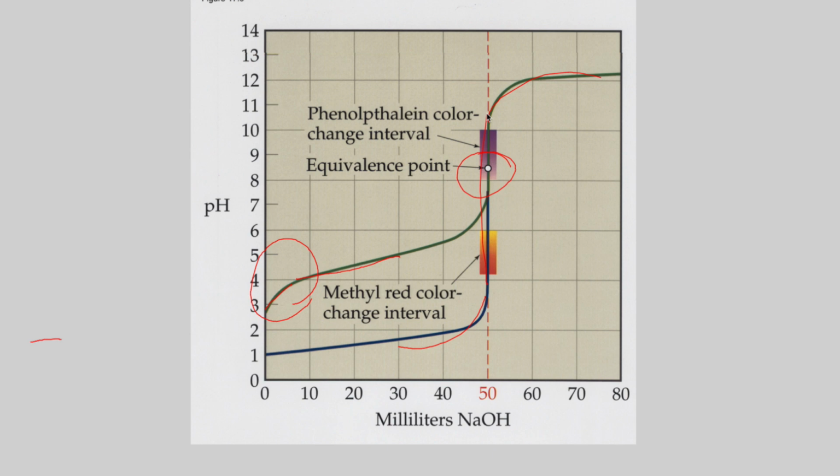What's actually going on here is initially we don't have a lot of acetate ions sitting around. But as we do this, the acetic acid gets converted into acetate, and then it buffers itself, and the pH doesn't rise as quickly.